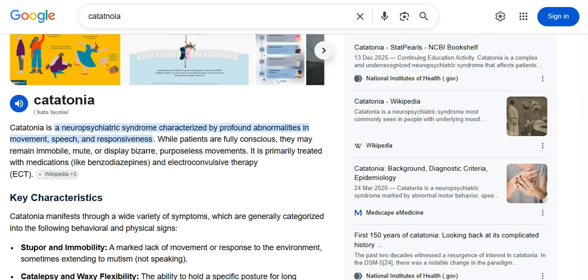First of all, what is catatonia over here? Catatonia is a neuropsychiatric syndrome characterized by profound abnormalities in movement, speech, and responsiveness. It simply means you will be just static. You will not speak. You can see mutism as well, and all these things happen inside catatonia. While patients are fully conscious, they may remain immobile, mute, or display bizarre, purposeless movements. So it is also associated with your body movements and all these things.